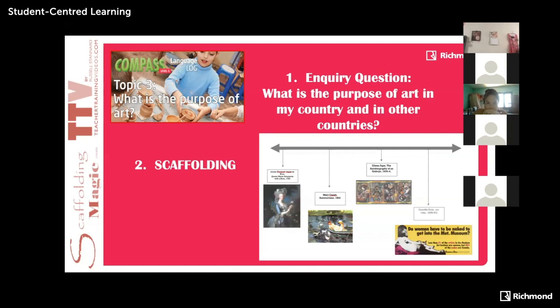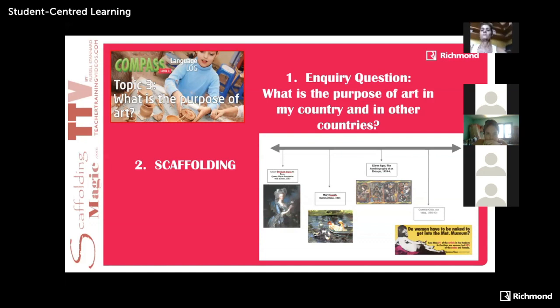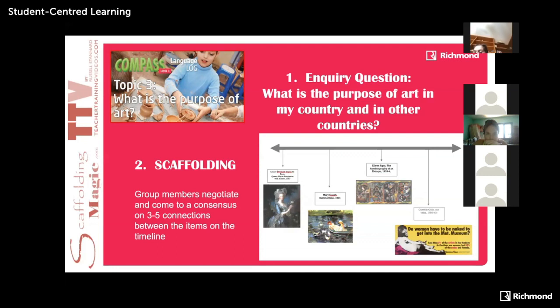In this case, what you could do is put the students in breakout rooms, give them a timeline with the art from whatever comes up in the unit. I just picked artwork that I found online. In each breakout room, they would be looking at this information. And what I'd ask them to do is negotiate meaning, negotiate information, and come to a consensus of 3 to 5 connections between what you see on these timelines. There is no correct answer here. I'm giving them some of the academic language, and I would put more on the breakout room slides so that they have more language to speak with.